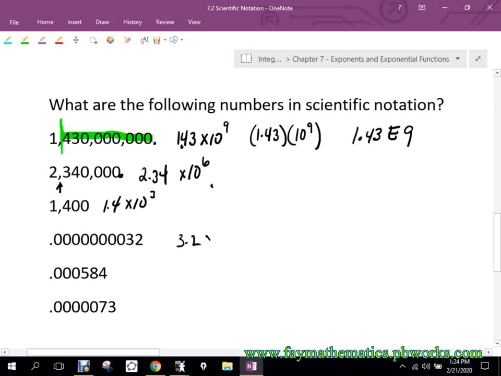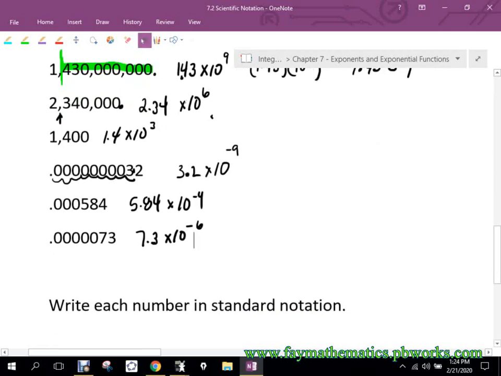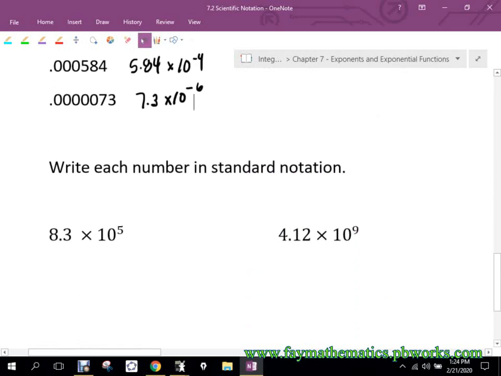Good. 3.2 times 10 to the negative 9th. There you go. 1, 2, 3, 4, 5, 6, 7, 8, 9. And it puts a decimal right there. We're good to go. Okay. Next one. 5.4 times 10 to the negative 4. And then the next one. All right, so feel comfortable with that?